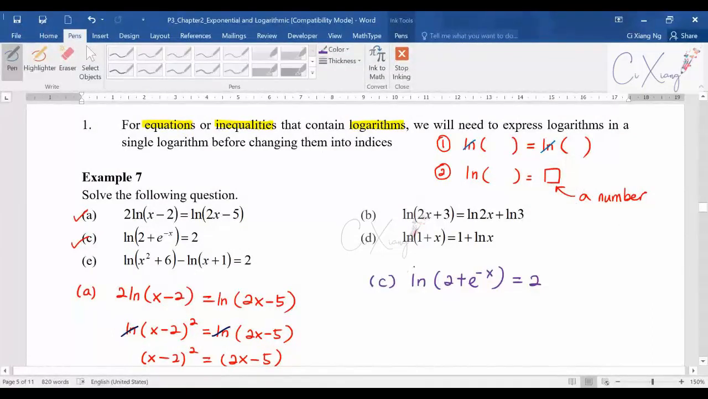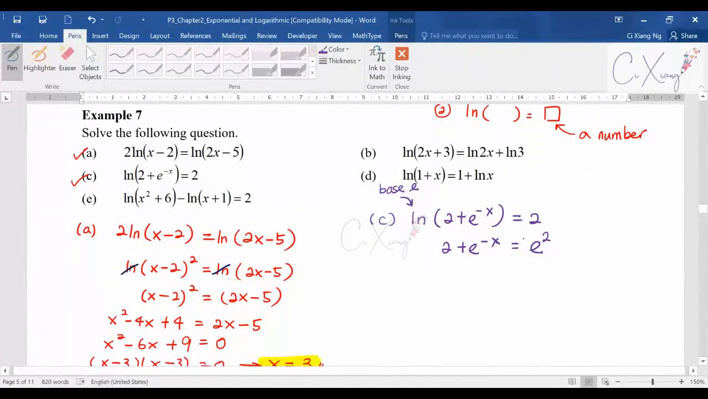How can you solve it? You have to remember that this is base e. If you want to make the ln disappear, you have to bring the base e over, become e, and then the number 2 will become the power. So it will become e^2 equals 2 + e^(-x). Alright, so this is how you change it into pattern number 2. You bring the base e over, become e power 2, and from here only you start solving it.